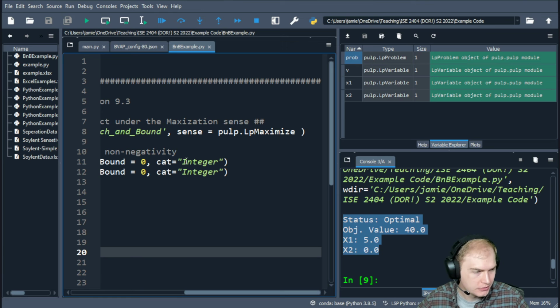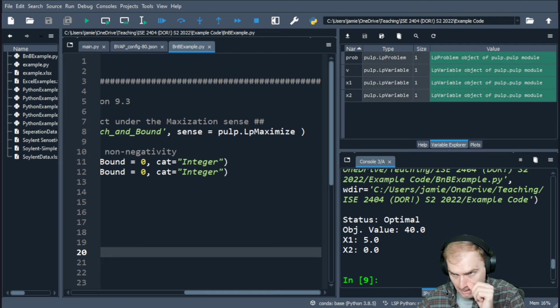Yeah, so I changed the category from continuous to integer and solved it and found the same integer optimal solution that we just found using branch and bound by hand. Okay, so that's branch and bound. That's an example of it.